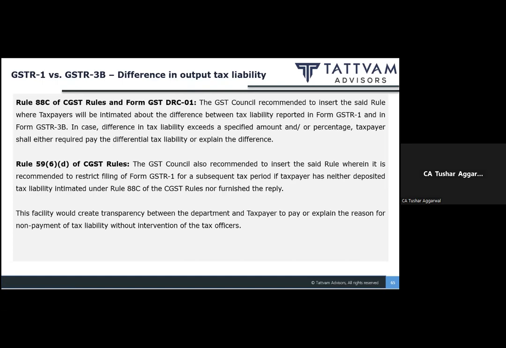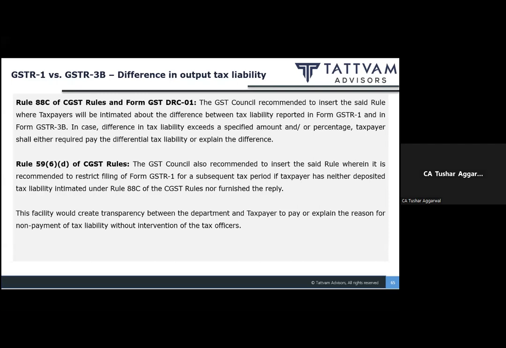Again, an important amendment is the insertion of Rule 88C read with Rule 59. Let's see what the rule is, and then we will see the background of the rule. The purpose of this rule is that if there is a difference between GSTR 1 and 3B, government will intimate the taxpayer either to reply or to pay the differential amount.